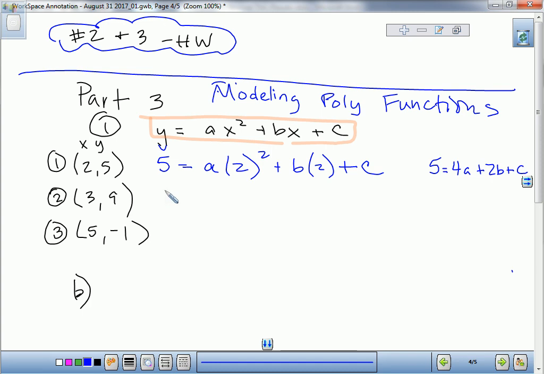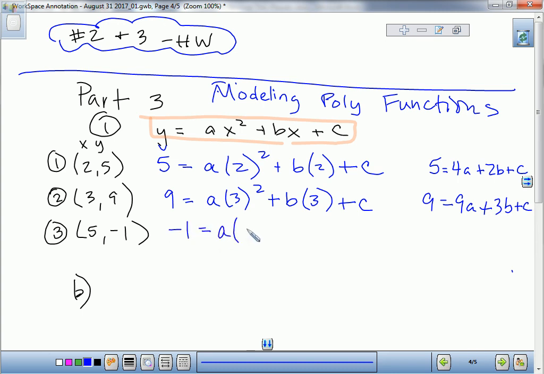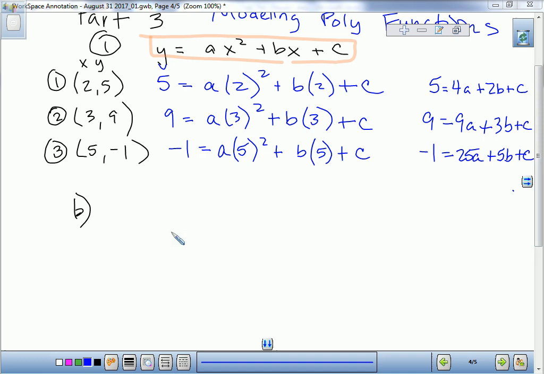Now we're going to plug in 9 for y, and then we'll plug in 3 for x. And we get 9 equals 9a plus 3b plus c. This is the system of equations. Then we plug in -1, and it gives us -1 equals 25a plus 5b plus c.